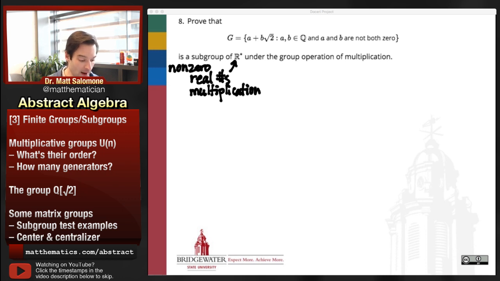There are 3 different subgroup tests that we can bring to bear. One of them is the one-step test. I'm just going to give a quick little rundown of them before we implement any of them. The second is called a two-step test. And the third is called the finite subgroup test.